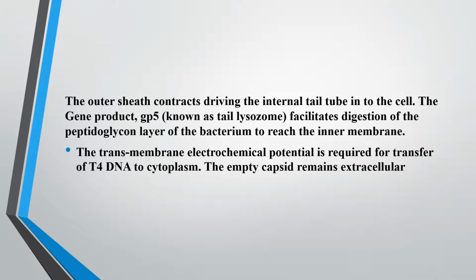The outer sheath contracts, driving the internal tail tube into the cell. A gene product facilitates digestion of the peptidoglycan layer of the bacterium to reach the inner membrane. The gene product here is GP5. The membrane electrochemical potential is required for transfer of T4 DNA to the cytoplasm. The empty capsid remains extracellular in the meanwhile.